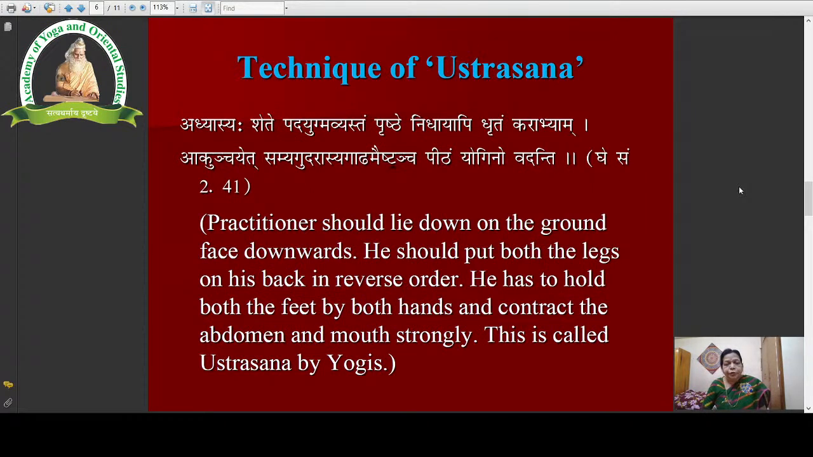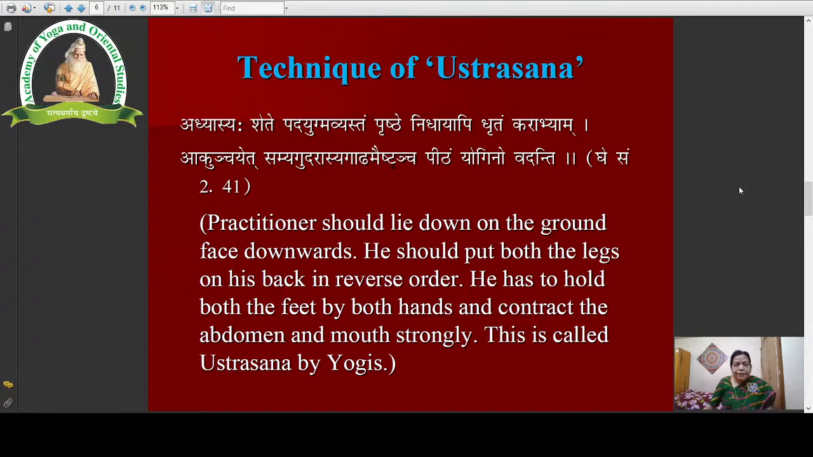Adhyasyaha sete padayugma vyastam prushte nidhayapi bhrutrang karabhyam akunchaya samyagudarasya gadham ostrang cha pithang yogino vadanti. This is Gheranda Samhita 2.41. The translation is like this. The practitioner should lie down on the ground with his face downwards. He should put both the legs on his back in reverse order. He has to hold both the feet by both hands and contract the abdomen and the mouth very strongly. This is called Ustrasana by yogis.